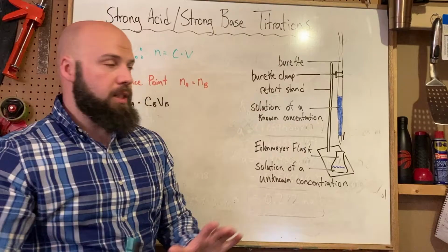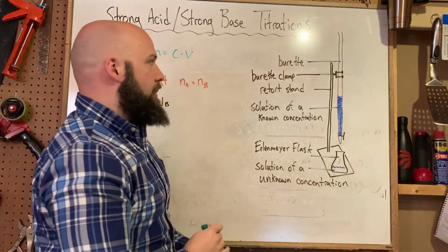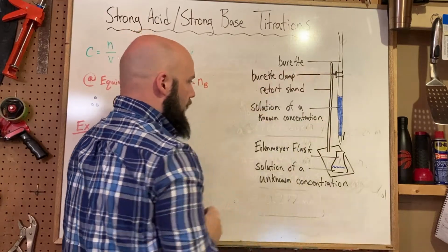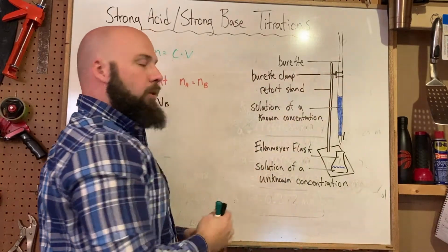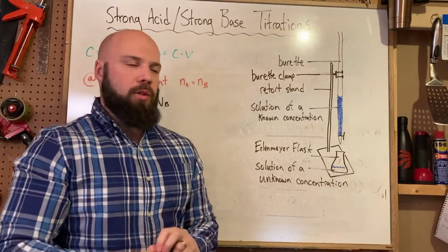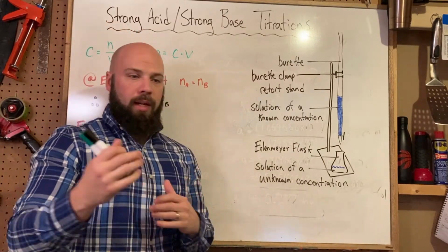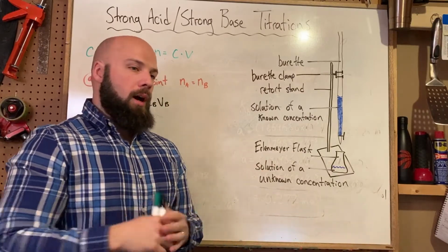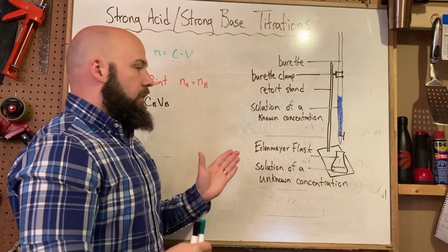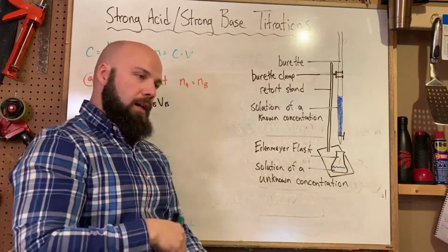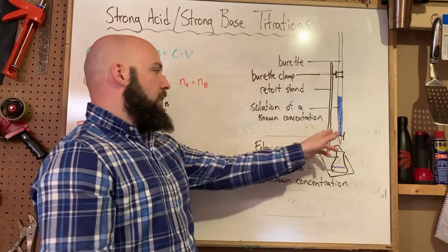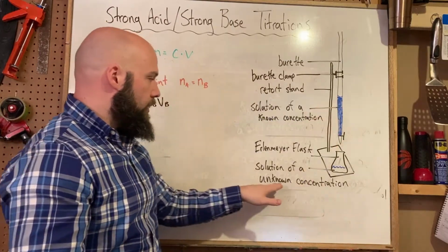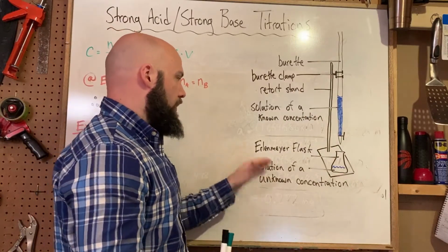So in a titration setup, you're going to have something that looks similar to this. A burette attached to a retort stand using a burette clamp. In the burette, you're going to put the solution that you know. So when doing this experiment with an acid and a base, you're going to know the concentration of one or the other of the species and use that number to find the concentration of your unknown. So this could be the acid or it could be the base in the burette, and then you have your unknown solution in an Erlenmeyer flask.